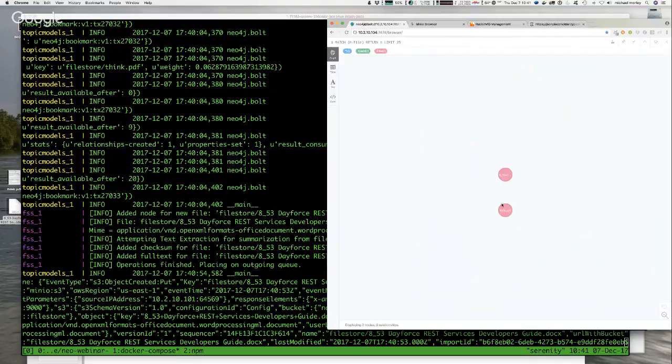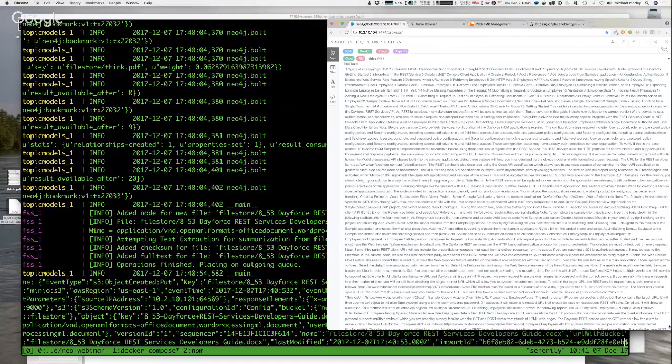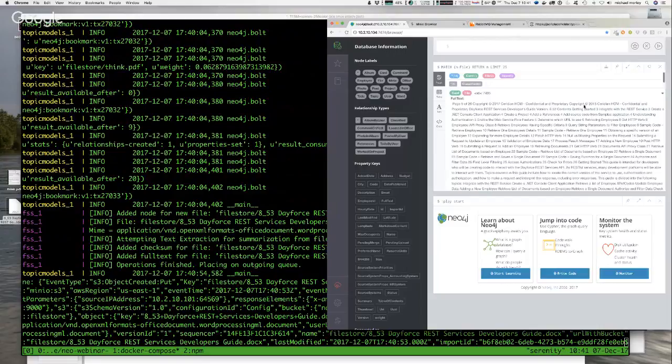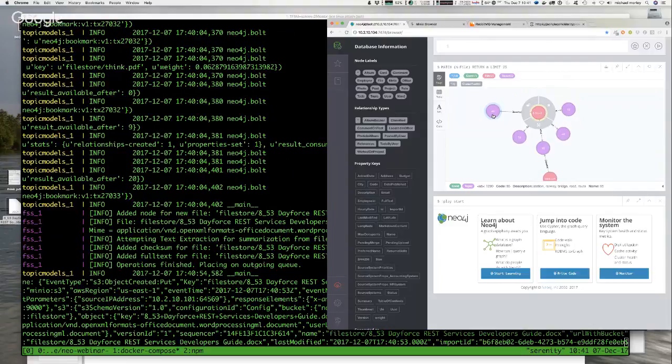First, let's look at the properties on here. We actually have the full text of the file extracted and sitting on the node, as well as other stuff like when it was last modified, what the file name is, what the file size is, etc. And that gets picked up by the internal Lucene indexer in Neo4j. It's also automatically been categorized as these topics.